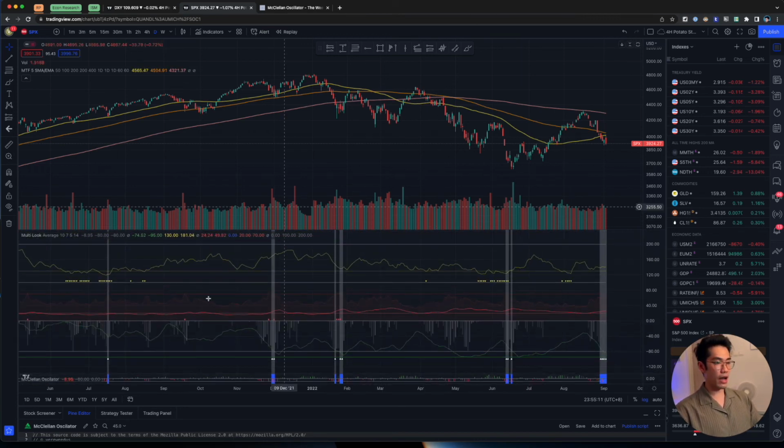Now, the reason why I use this is because I can see multiple signals all at one go. This is the lumber to gold ratio, this is the VIX, this is the high-low index, and the McClellan oscillator as well. So this is how I trade.